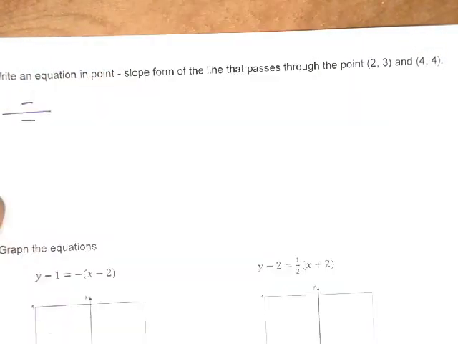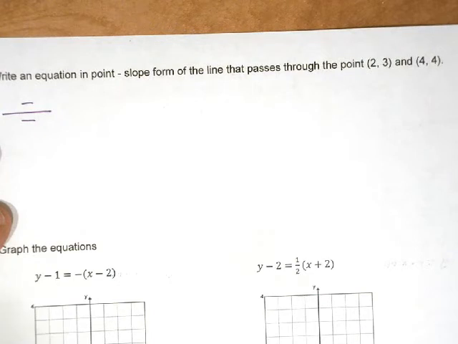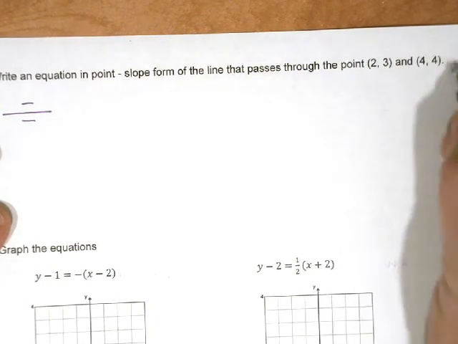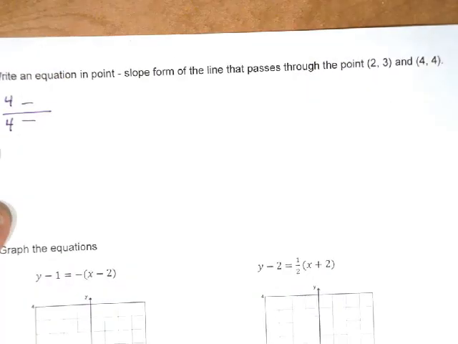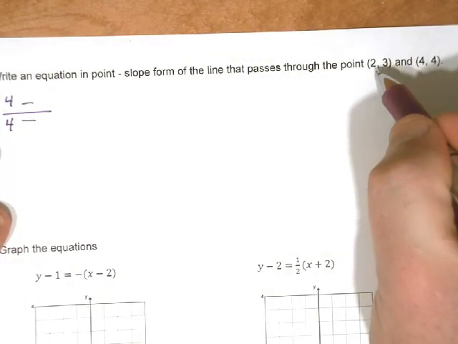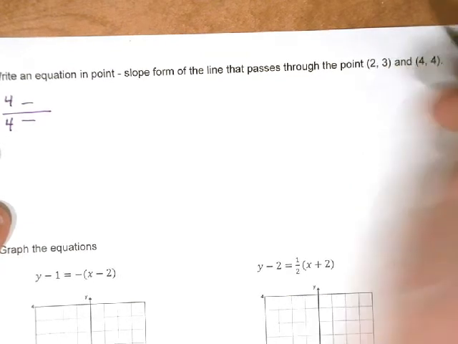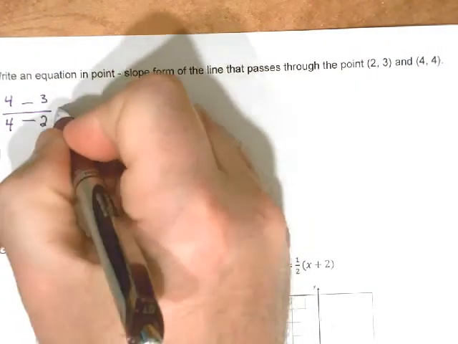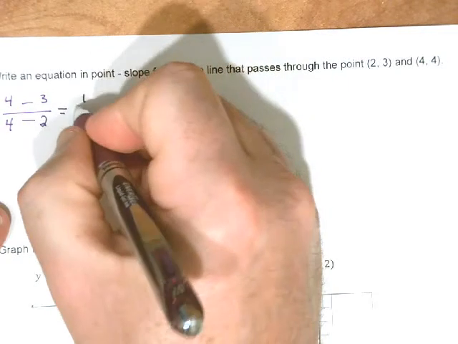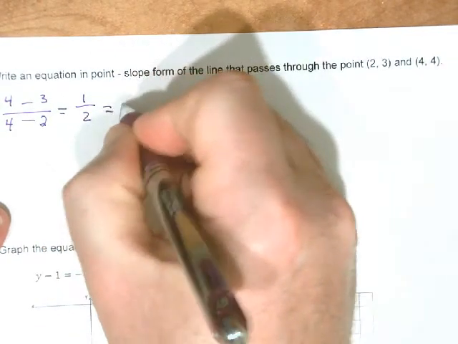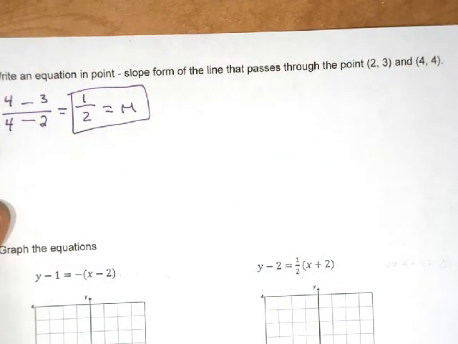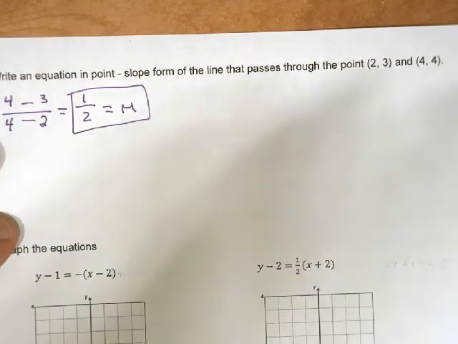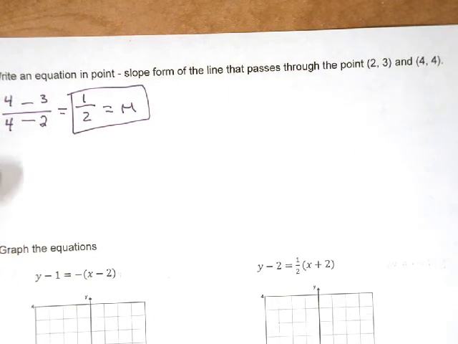So again, slope formula: a division sign with subtractions. I always take the second one. In this case, they're 4 and 4, so you can't really screw that up. But again, y has to go on the top, the x has to go on the bottom. And then I have my 2 and 3. Again, the 3 is the y, that has to go on top, and the 2 on the bottom. 4 minus 3 is 1. 4 minus 2 is 2. And we have our slope. Now, all I need to do is pick one of my points. It does not matter which point I choose.